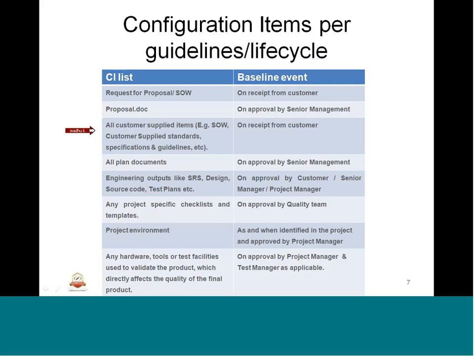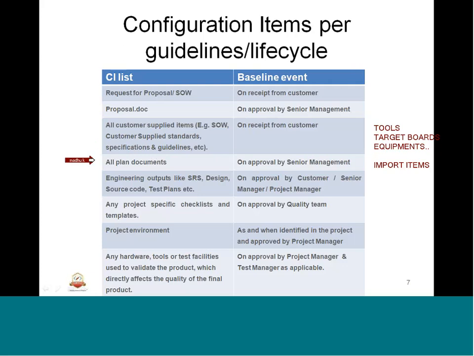Okay, the next element of the life cycle is all customer supplied items. Once the contract is awarded, they are going to have a statement of work, customer supplied standards, coding rules, specifications, guidelines, customer requirements, or any tools you can provide, any board, for example, target board for testing, any equipment, etc. All these are considered as imported items. We will maybe try to touch base on this import in the configurable items in a future slide. All this will be part of the CI, and that is called a baseline when we receive it from the customer.